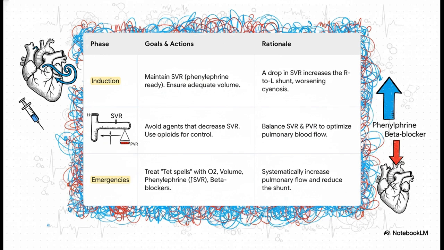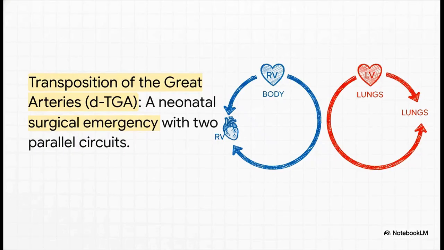To make matters worse, that obstruction, the RVOT, can actually get dynamically worse. The muscle can spasm and clamp down. So our entire anesthetic plan is designed to maintain SVR and avoid this downward spiral. We keep phenylephrine right at our fingertips. We choose anesthetic agents that are known to preserve SVR. And we have a clear crisis plan for a TET spell: 100% oxygen, give fluids, crank up the SVR with phenylephrine, and maybe even use a beta blocker to help relax that muscle spasm.